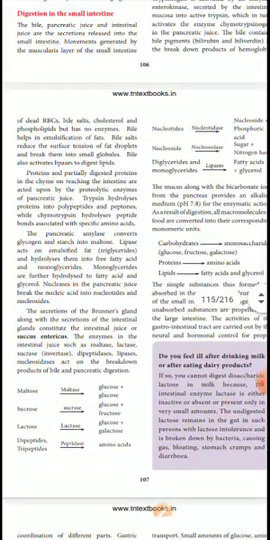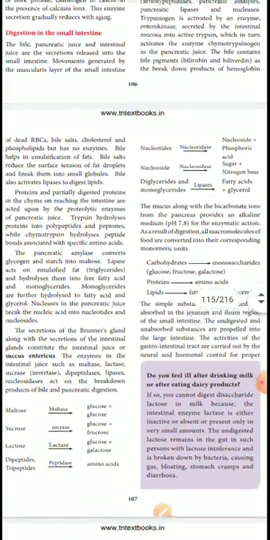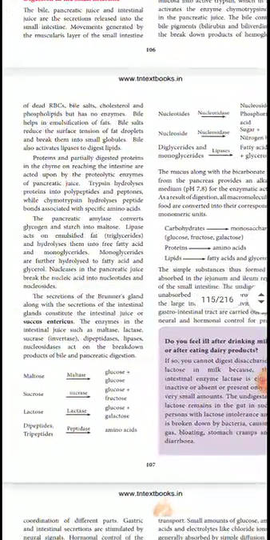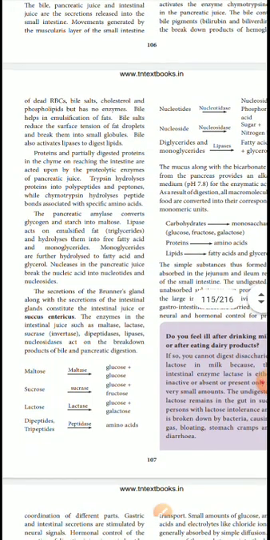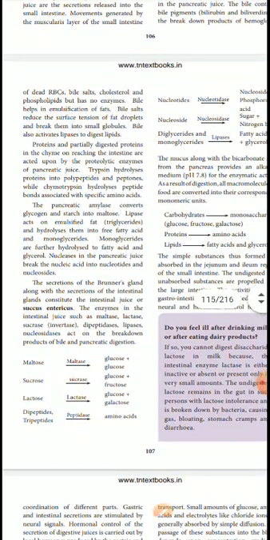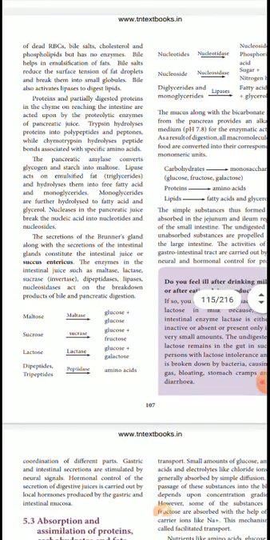In the dead RBC, bile salt, cholesterol and phospholipids, but it has no enzyme. Bile helps in the emulsification of the fat. The bile salt reduces the surface tension of the droplets of fat and helps in the breakdown. Okay, so this is the important question. You note down the intestine digestion.